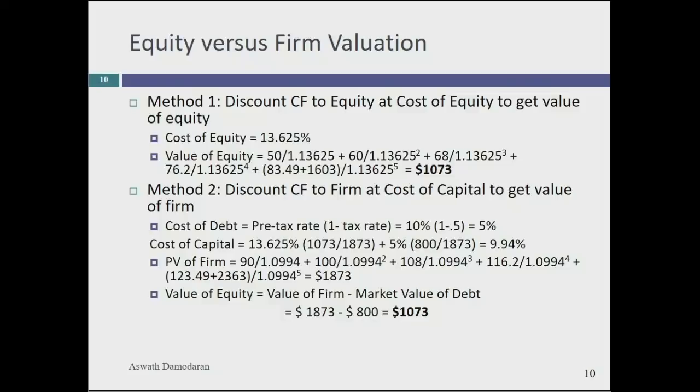So that's discounting cash flow to equity at the cost of equity. What's the second way I can approach valuation? Take a weighted average of my cost of equity and cost of debt. That weighted average is 13.625% weighted by the equity I have in the company, plus the after-tax cost of debt of 5% weighted by the debt, and I get a cost of capital of 9.94%. I discount the cash flow to the firm, the pre-debt cash flow, at the cost of capital. I get a present value of 1,873 million for the firm. What's the last step? I need to subtract out the 800 million. Magic, we got the same value.